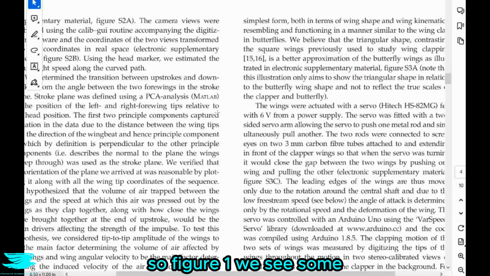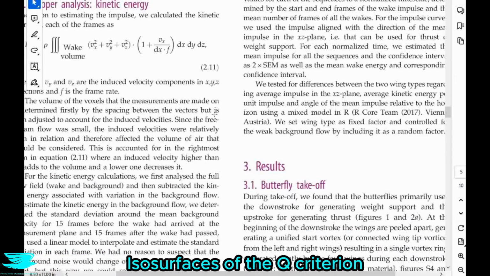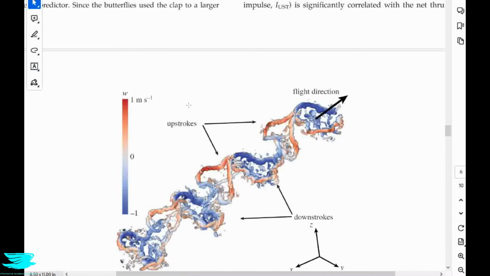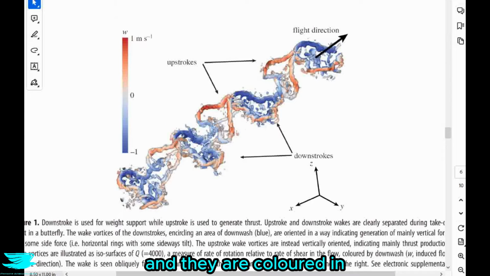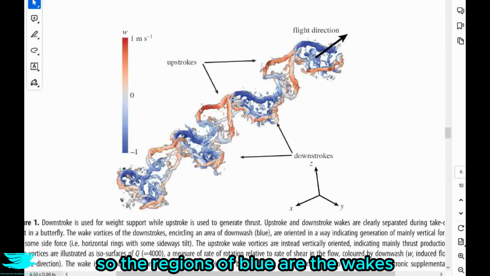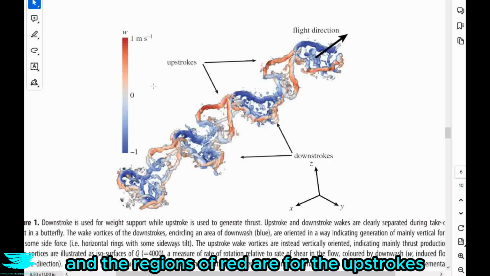So in figure 1, we see some isosurfaces of the Q criterion, which essentially means that we are just seeing the vortices here. So this figure here. And they are colored by the vertical velocity, with the maximum vertical velocity being 1 meter per second and the minimum about -1. And this figure can be divided into two parts, the regions of blue and the regions of red.